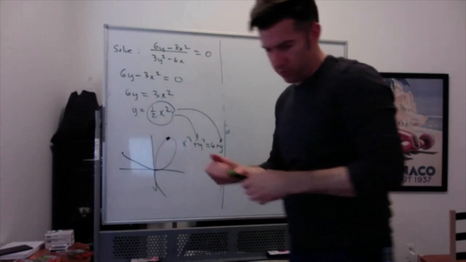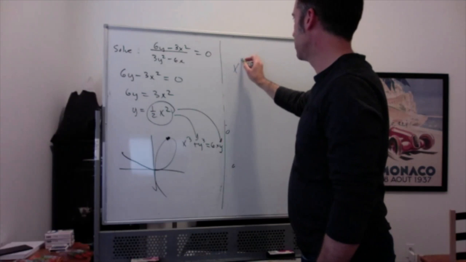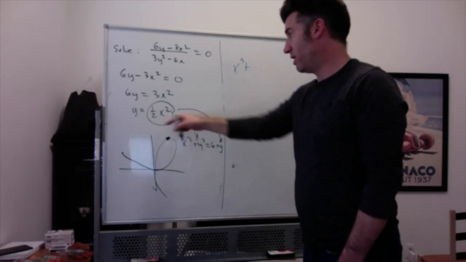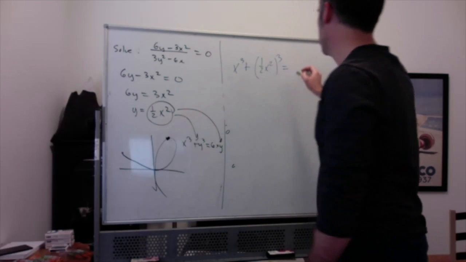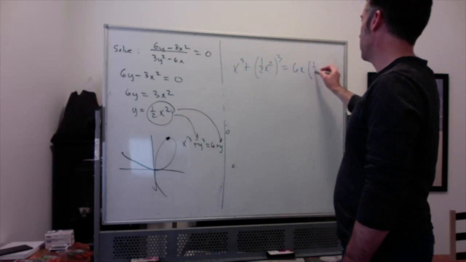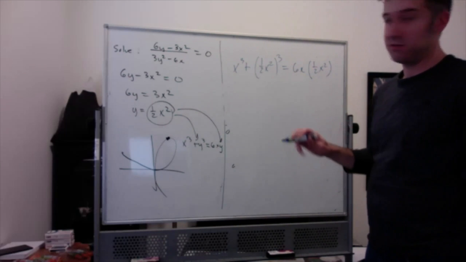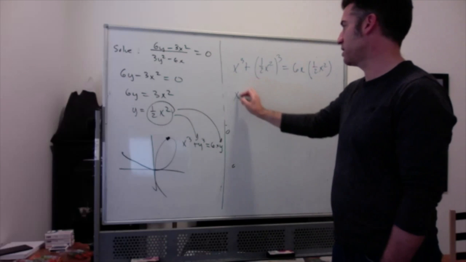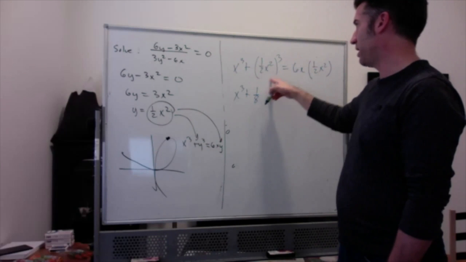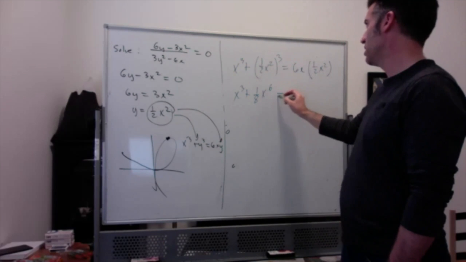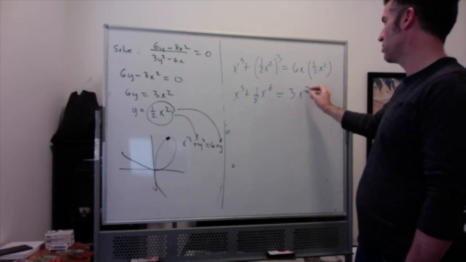So let's see, if I do that, I get x cubed plus 1/2 x squared, cubed, equal to 6x times 1/2 x squared. That looks fun. Let's see what we get here. So I got x cubed plus 1/2 cubed is 1/8. X squared cubed is x to the 6th, equal to 6 times 1/2 is 3. X times x squared is x cubed.